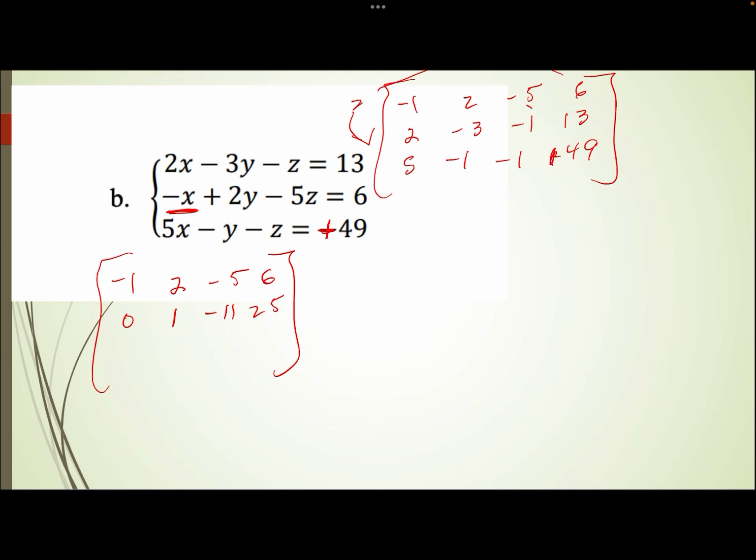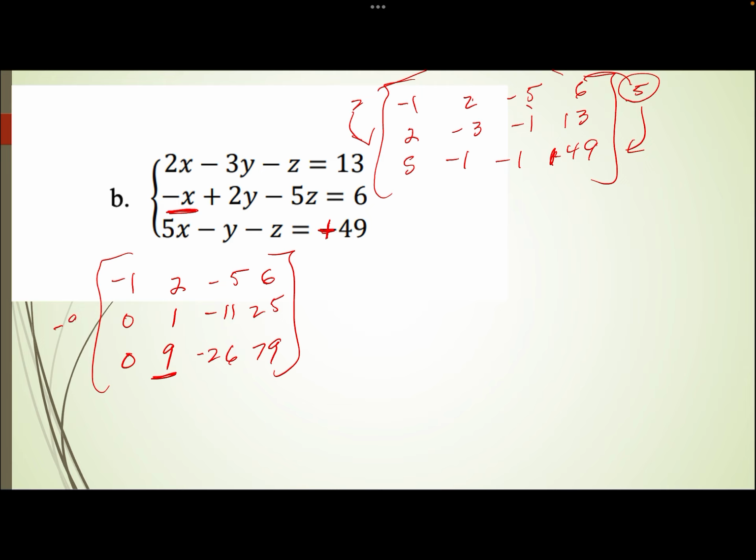Okay, now I'm going to times the top by 5 and add it to the bottom. And I get 0. And 10 minus 1 is 9. -25 minus 1 is -26. And then 30 plus 49 is 79. Now I need to make this one a 0.